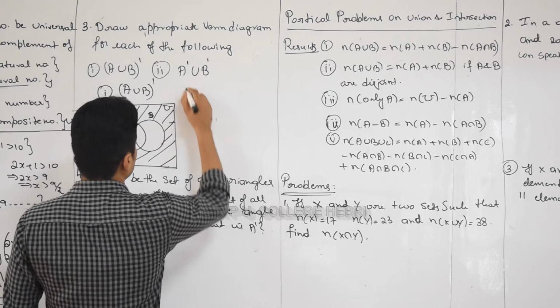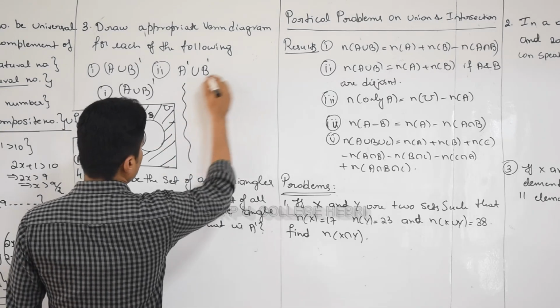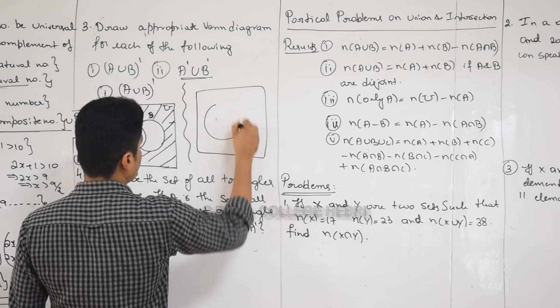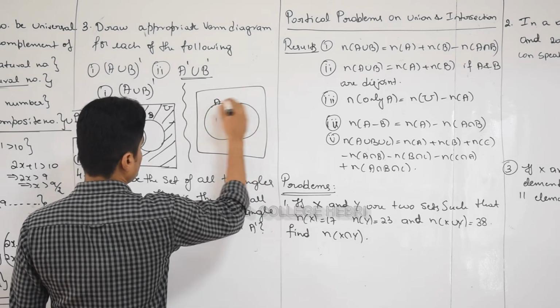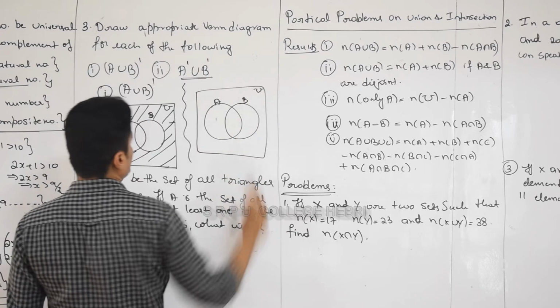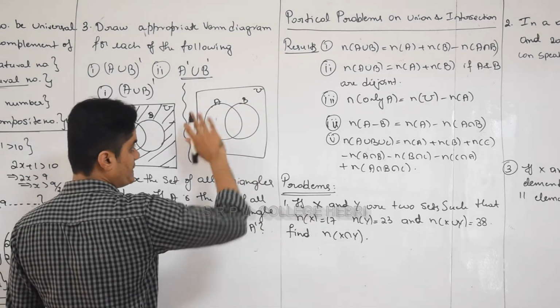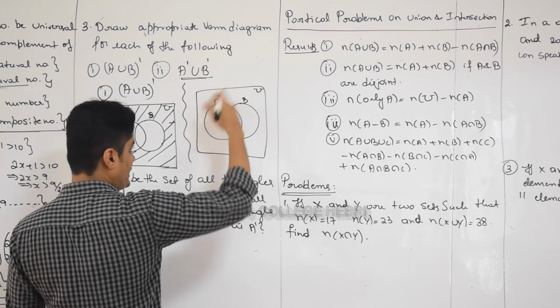Now the next one, A complement union B complement. One Venn diagram you can't write in two different diagrams, remember that. A complement union B complement: A complement is the region outside A, and B complement is again the region outside B.